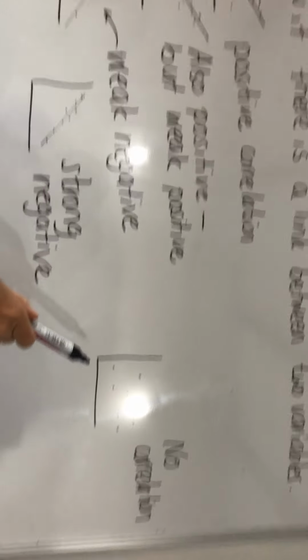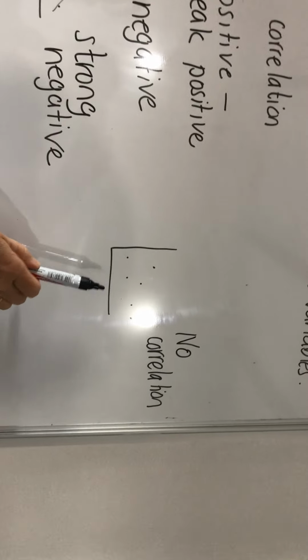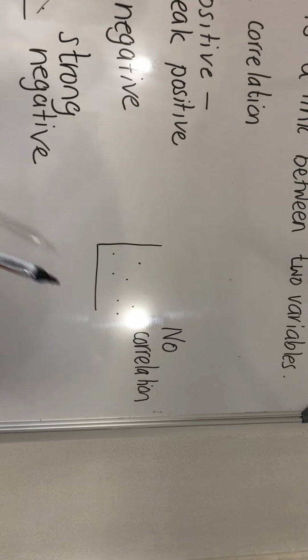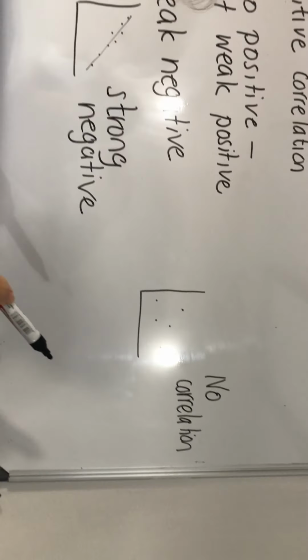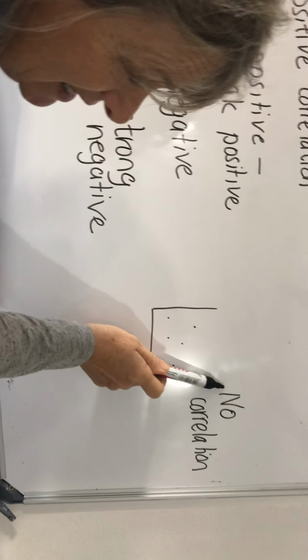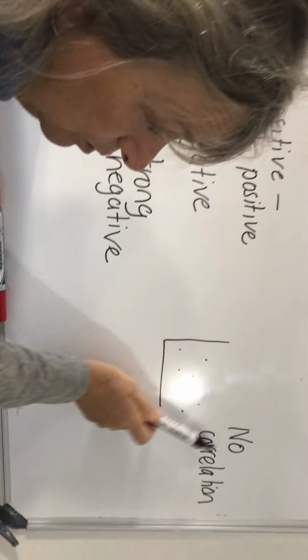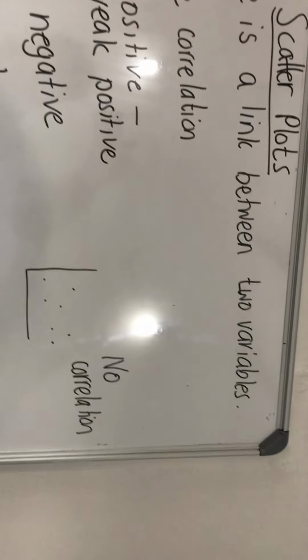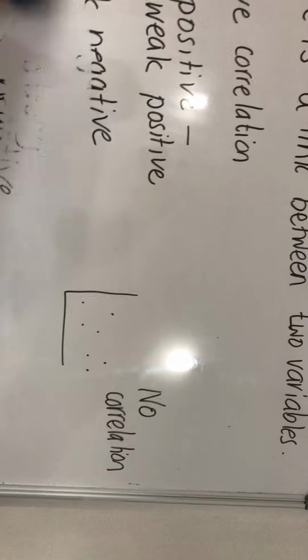Let's go to the last example. If we plot variable 1 against variable 2, we might find that we can see absolutely no pattern with these points, and then we'd say there is no correlation whatsoever between the variables. I'm just going to clean the board now and quickly give you an example.